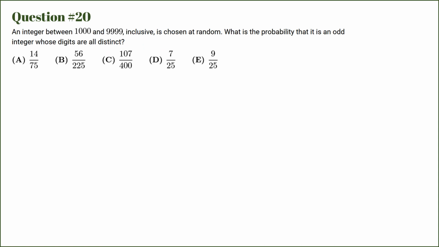Question number 20. An integer between 1,000 and 9,999 inclusive is chosen at random. What is the probability that it is an odd integer whose digits are all distinct?